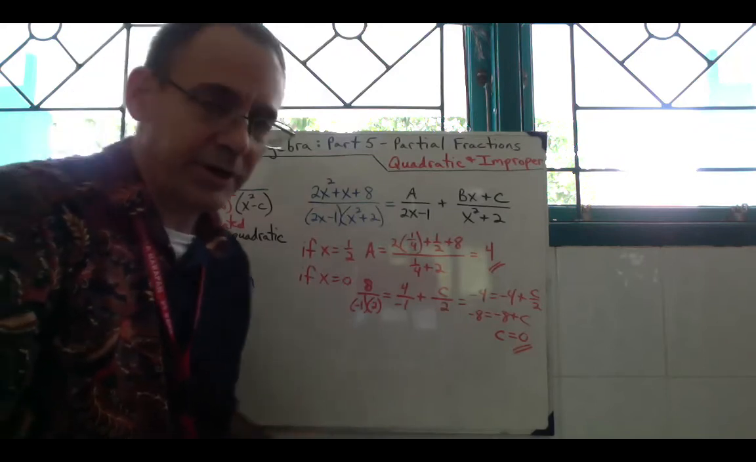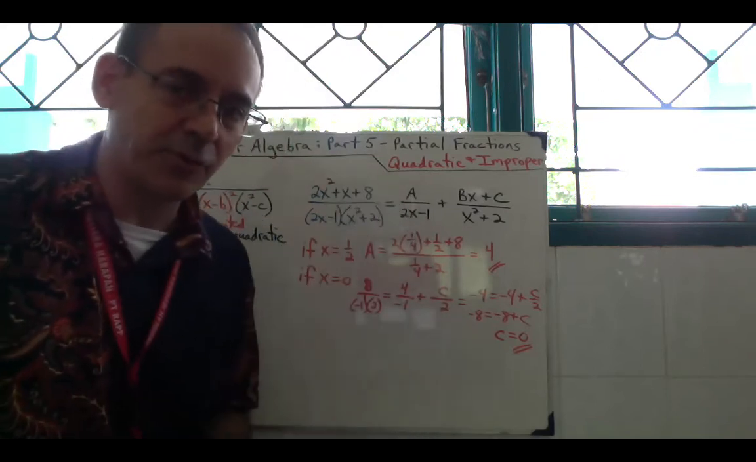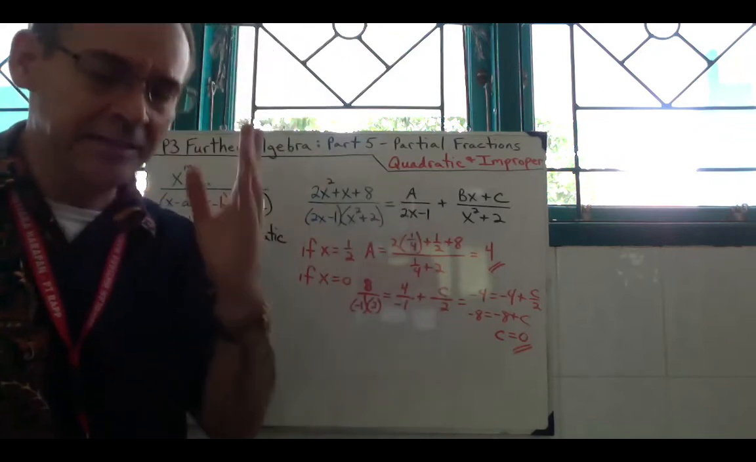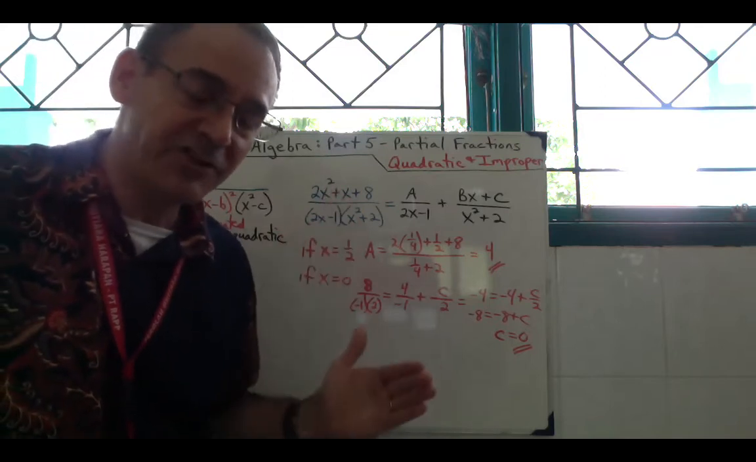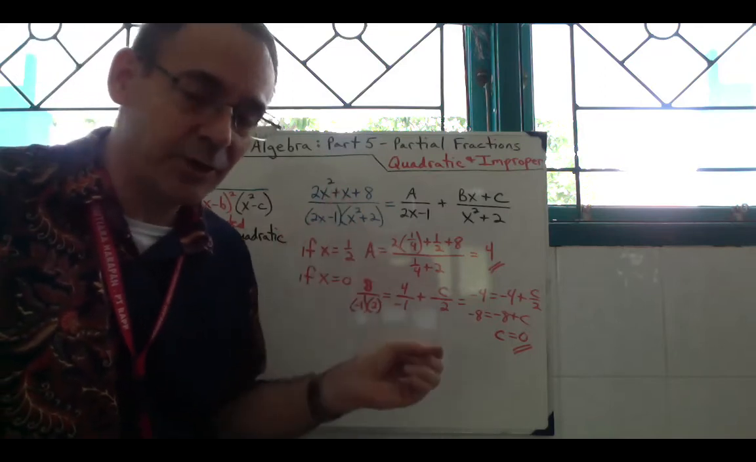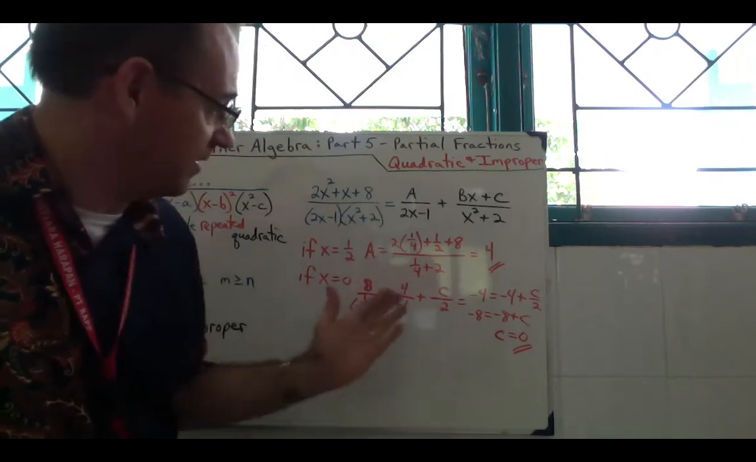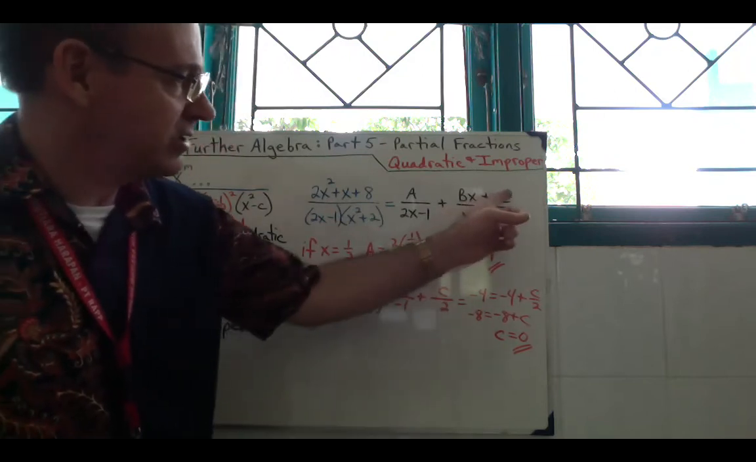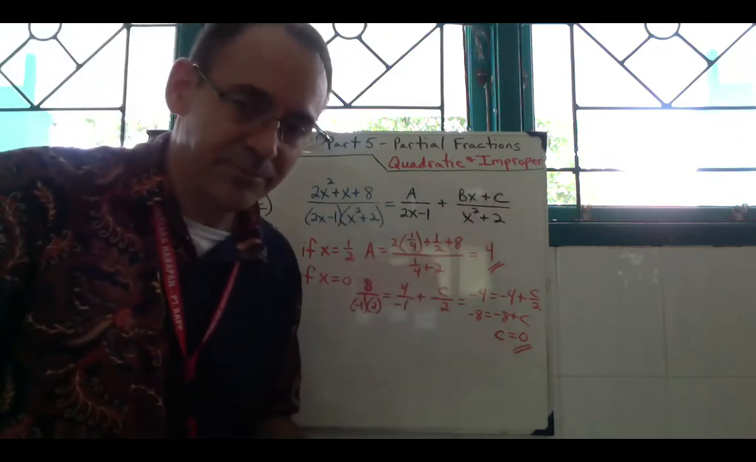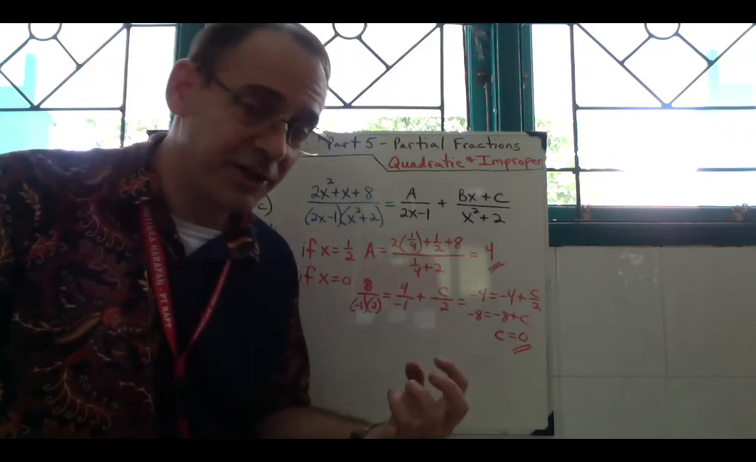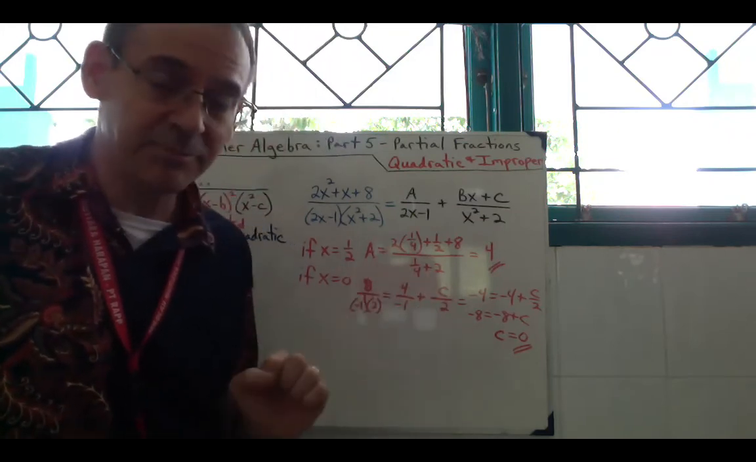Now, if you remember in video number 4, part 4, I did mention that it is possible to get a 0 for a variable. And this is one case where our c does end up to be 0. So if you get a 0, don't feel like, oh, I did something wrong.